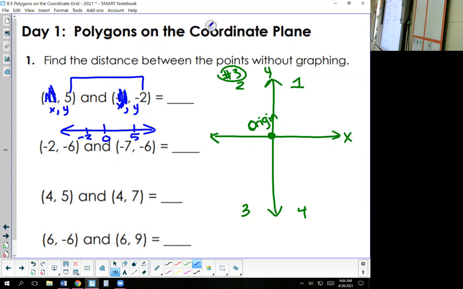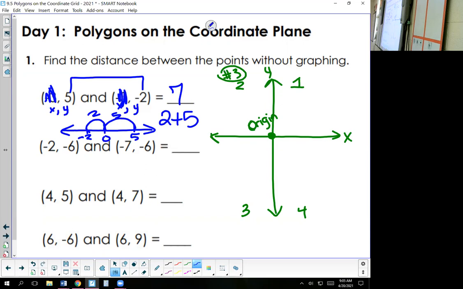7, correct. Here's why. Isn't -2 2 spaces from 0? And isn't 5 spaces from 0? So together, 7. Why? Because they're on opposite sides. One's a negative, one's a positive. You just add them together. So you add 2 and 5, and you get 7. Why? Because they're on opposite sides.